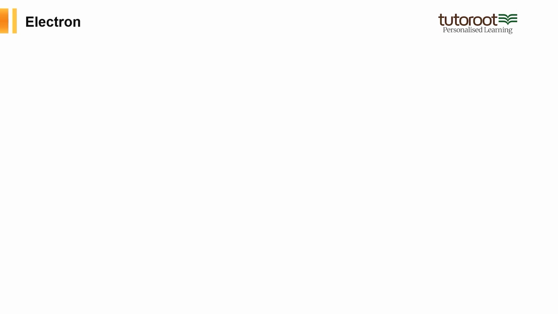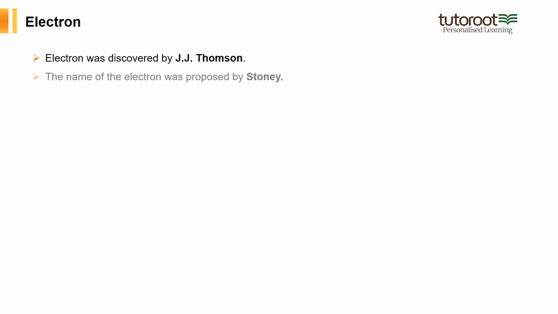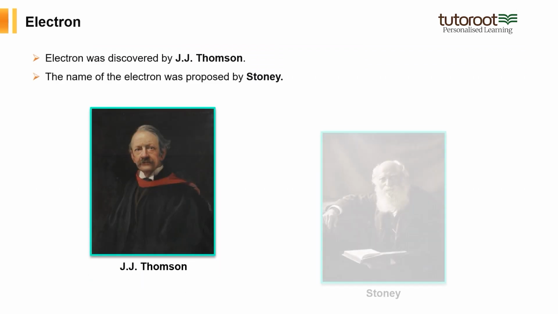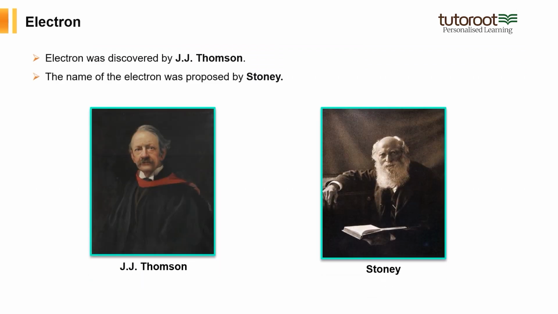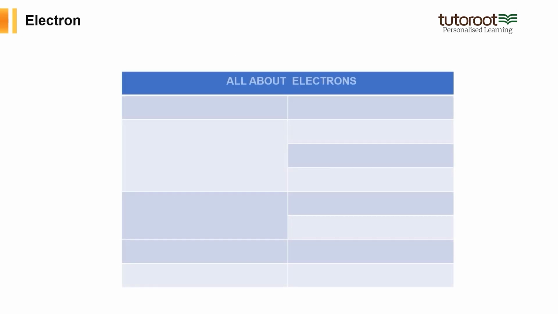Now let's dive into this topic, which is nothing but the electron. The electron was discovered by J.J. Thomson, right? The name of the electron was proposed by Stoney. Now you can see the details which the electron contains, which are the discoverer, the mass, the charge, the relative charge, and the electron mass ratio. The discoverer is none other than J.J.